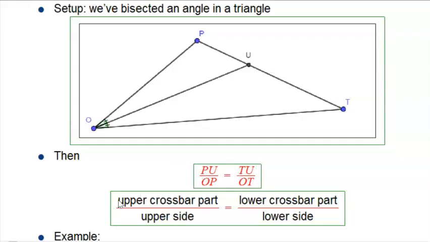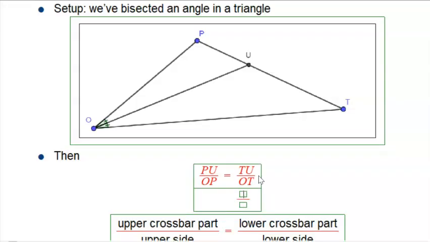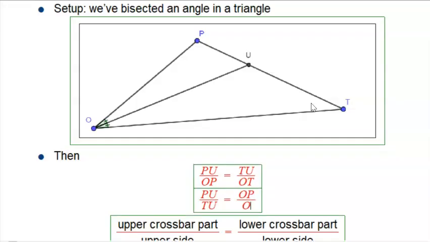I have a proportion. So in words, that upper crossbar part, or you can call it the left in this picture, over its corresponding side is equal to the ratio of this lower crossbar part over the lower side. And of course, you can rearrange that proportion. You could also compare PU over TU. So the upper versus lower on the crossbar is the same as upper versus lower on the sides of the original triangle. Again, the kinds of things you can always do by messing with proportions.